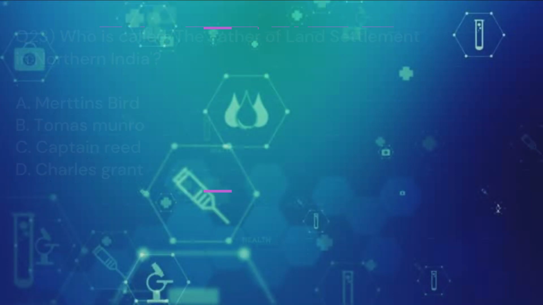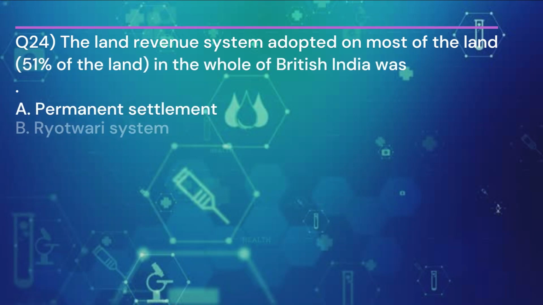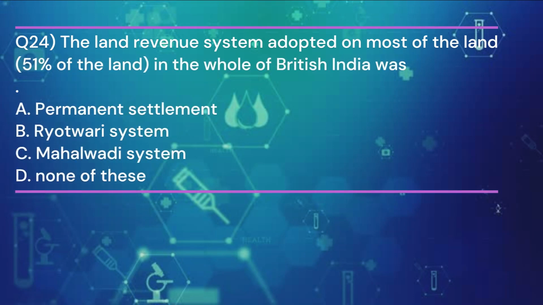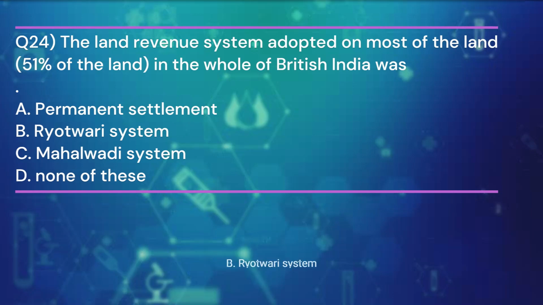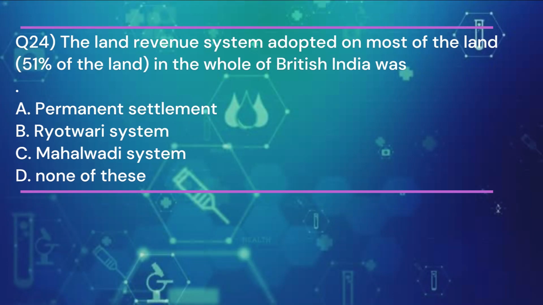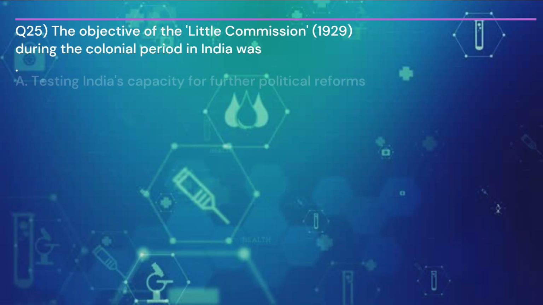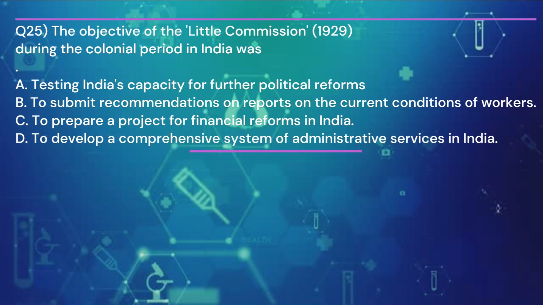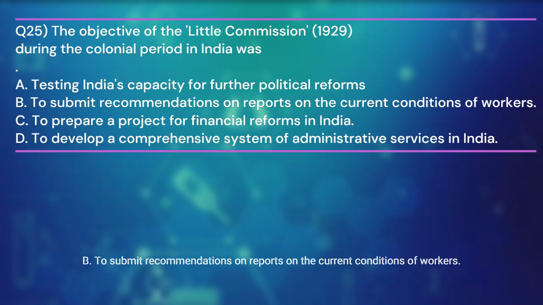Martin Bird. Question 24. The land revenue system adopted on most of the land in the whole of British India was? And the answer is B. Ryotwari system. Question 25. The objective of the Whitley Commission, 1929, during the colonial period in India was? And the answer is B. To submit recommendations on reports on the current conditions of workers.